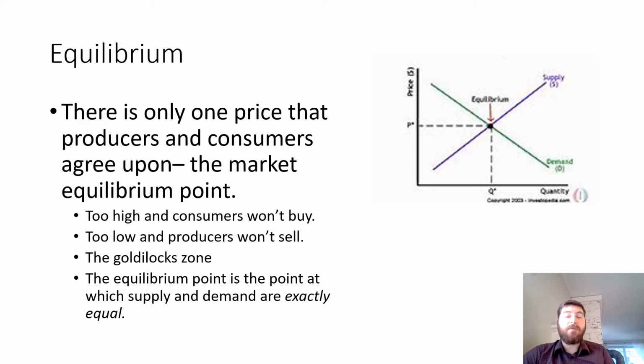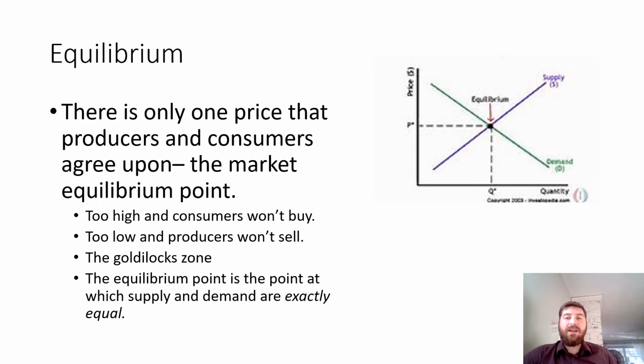If they put the price too high, not enough consumers will buy, and there will be extras left over. If they set the price too low, the producers won't sell and they won't produce, and then people want more than there is, and there's not enough to go around. So you have to find the Goldilocks zone, just right, and that's what the equilibrium is. The price isn't too high, it isn't too low, it's just right for the most number of people.